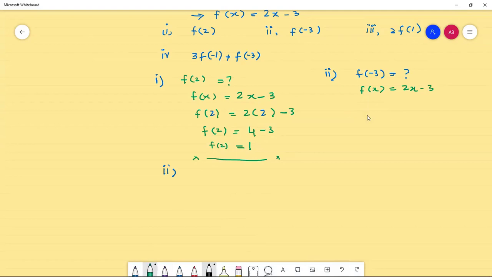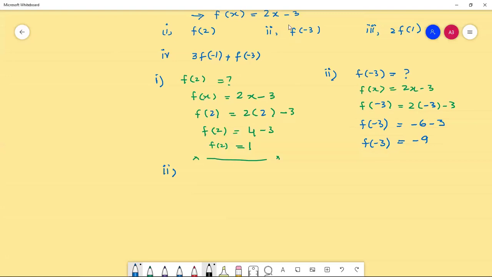So f of, then 2 times, minus 3, because I have to replace this x with negative 3. So negative 3. This will become minus 6 minus 3, and then it will become minus 9. So f of negative 3 is equal to minus 9.